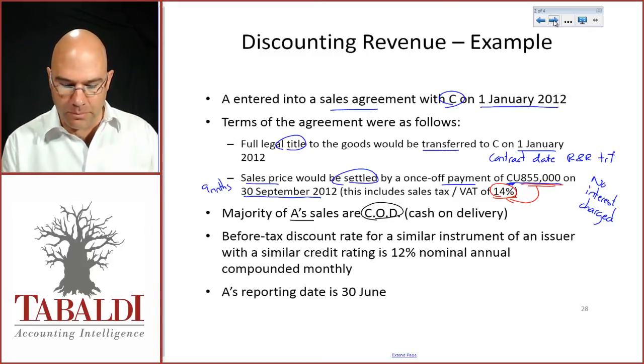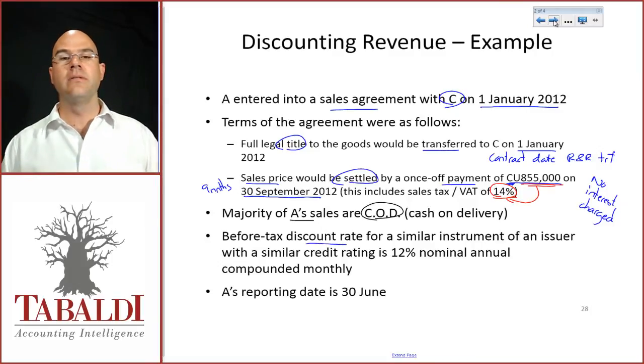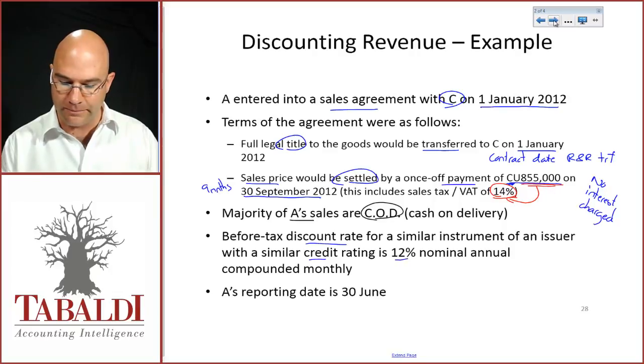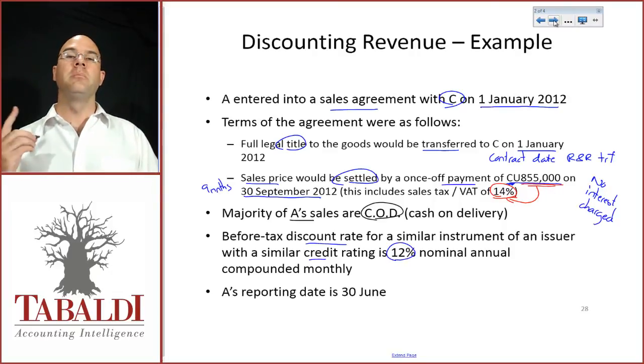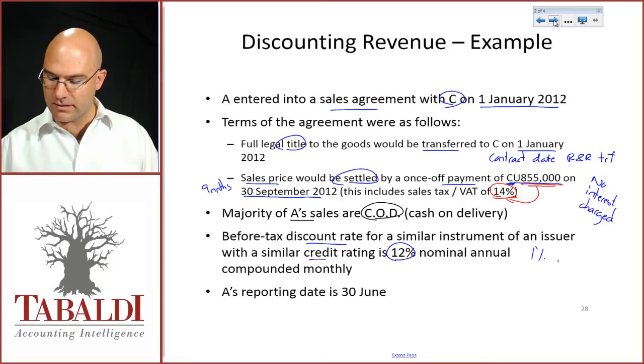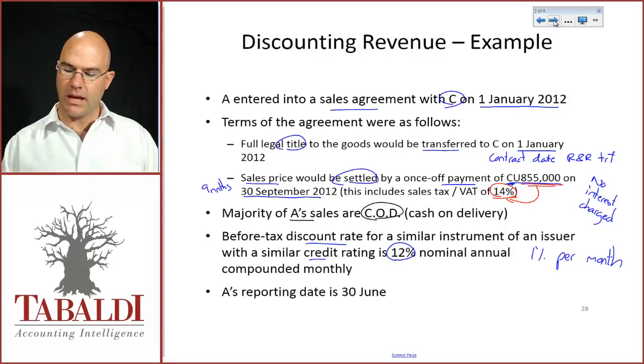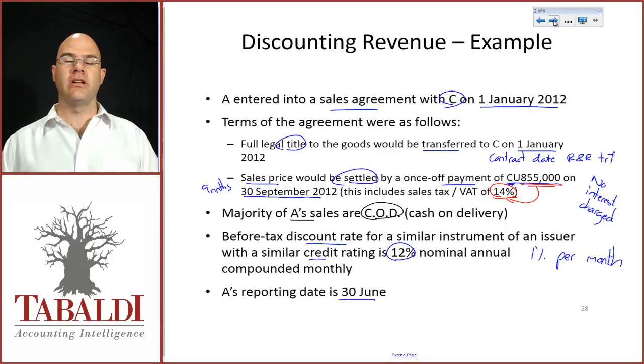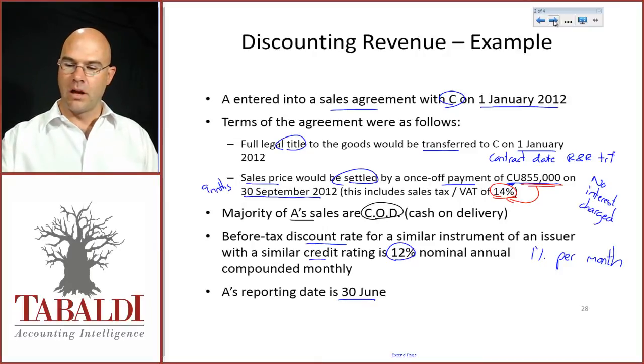Well, I would say that a before tax discount rate for a similar instrument of an issuer with a similar credit rating is 12% per annum compounded monthly. So I'm going to have this as 1% per month, the 12 over 12 months. The reporting date is 30th of June. So let's start off now.